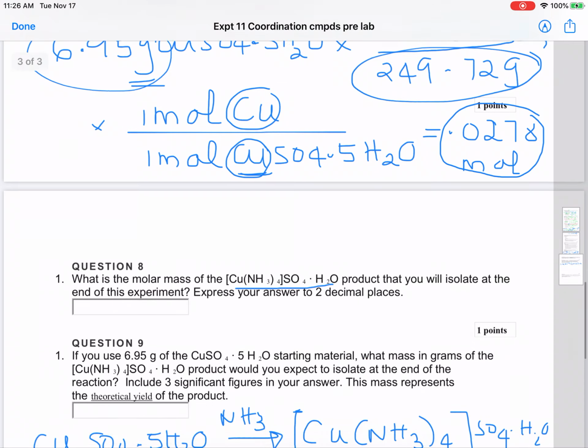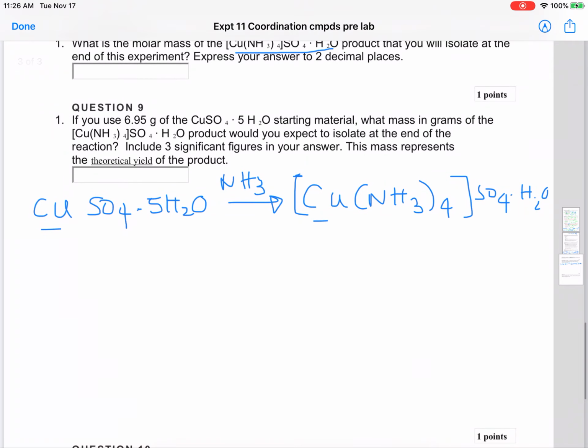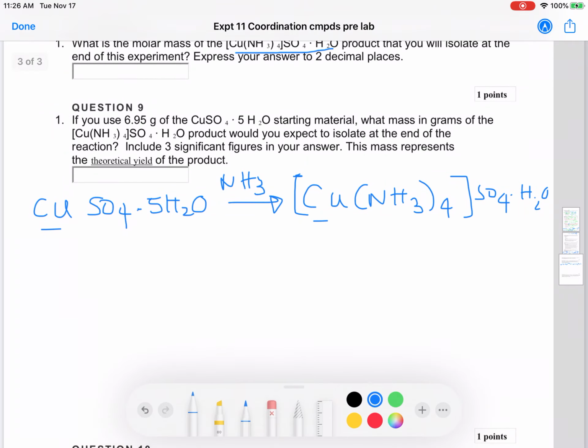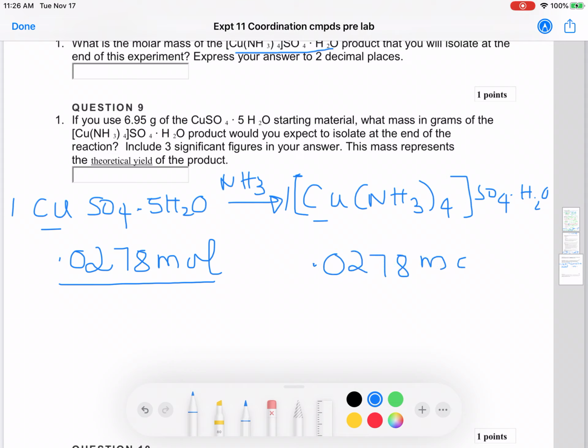Okay, because we started with 6.95 grams, so that's the number of moles, 0.0278 moles. Remember, according to the balanced equation, 1 mole of this will give you 1 mole of that. So if you started with 0.0278 moles of copper sulfate pentahydrate, you're going to be also making 0.0278 moles of your final product.